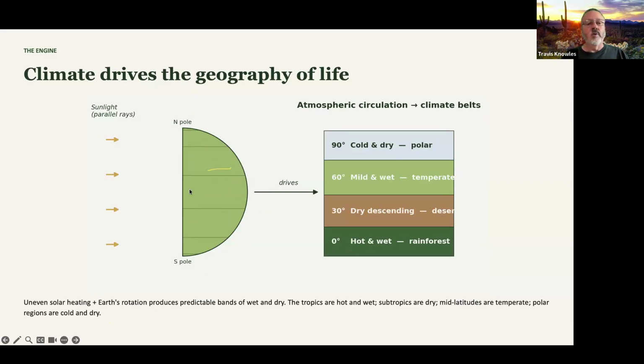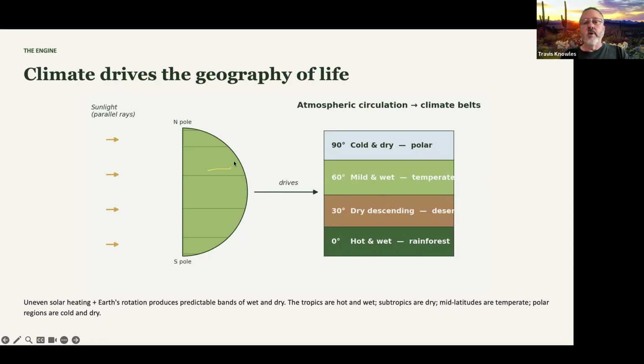You know, if you're up here at the poles, it would be 90 degrees. So you go from 0 to 90 degrees latitude, north and south of the equator. So if you're at the equator, 0 degrees, it's hot and wet. That's where we tend to find the rainforests of the world, like we'll experience in Ecuador. When you get to about 30 degrees north and 30 degrees south, the air is cool and it drops back down. That's where you find the great deserts of the world.